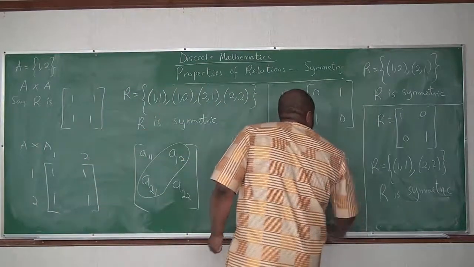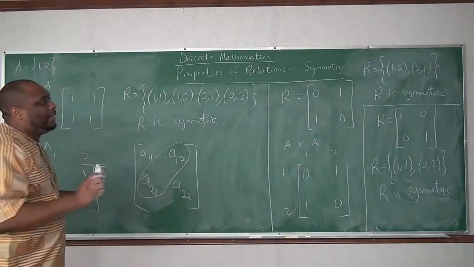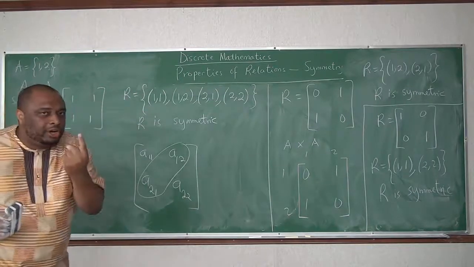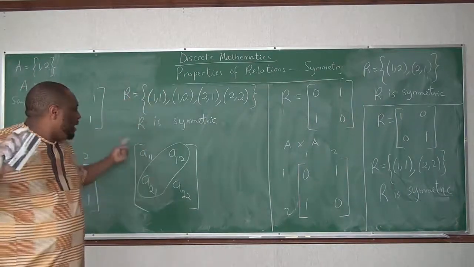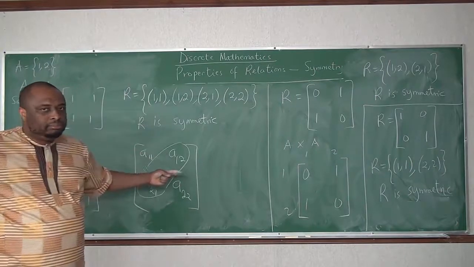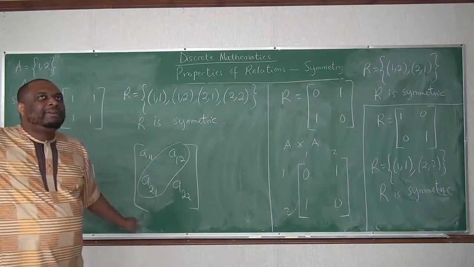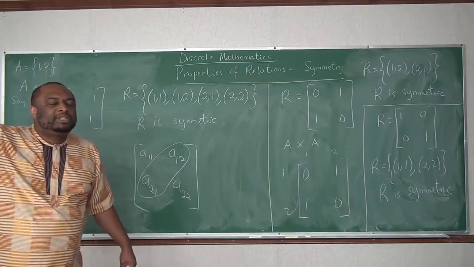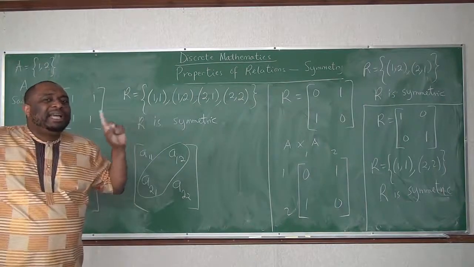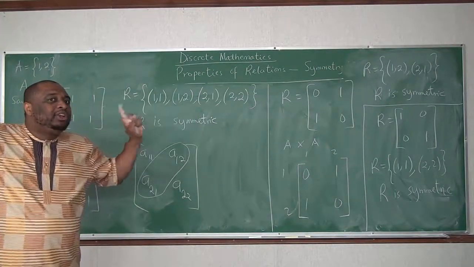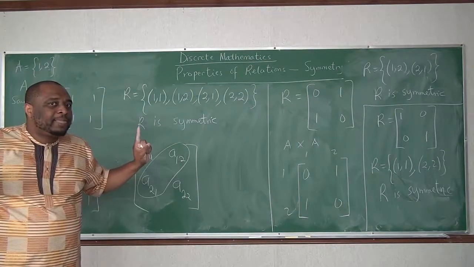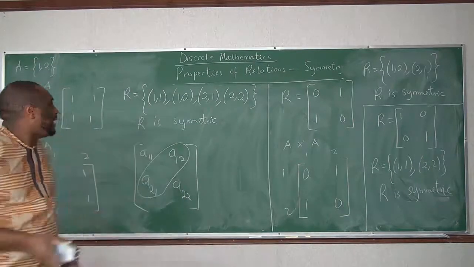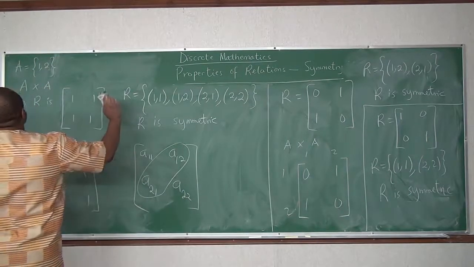You should also note that for a1,1, a1,2, a2,1, a3,1, a1,3, a2,2, a2,3, a3,2, if one of them exists, then the other should exist. The other should exist. Period. But the main thing is that the matrix should be equal to its transpose.